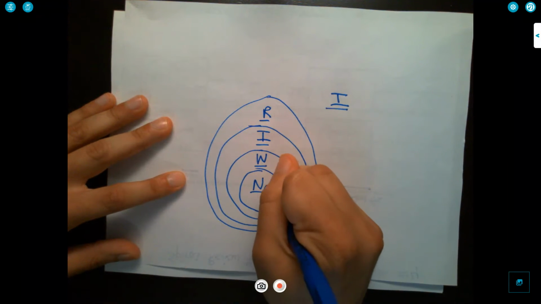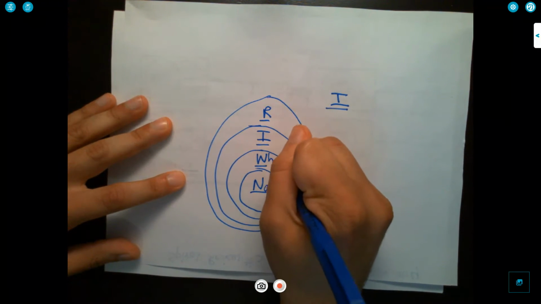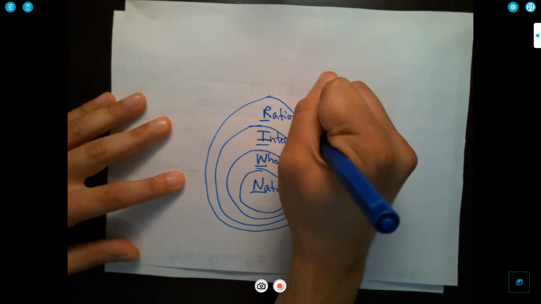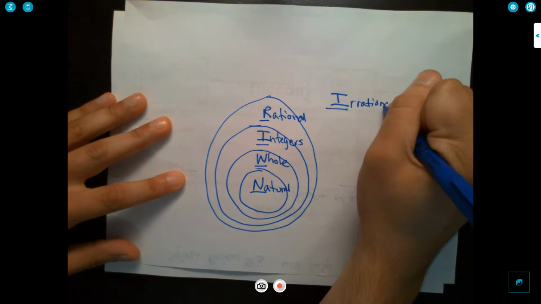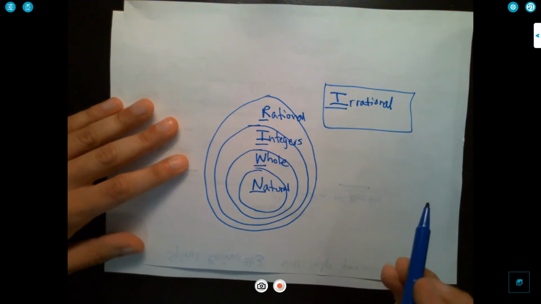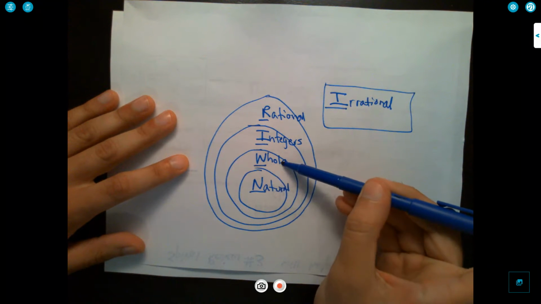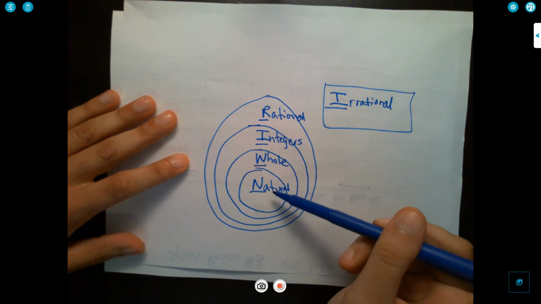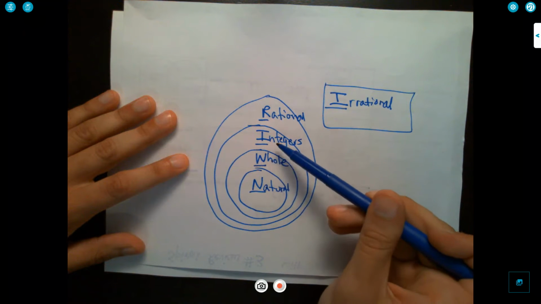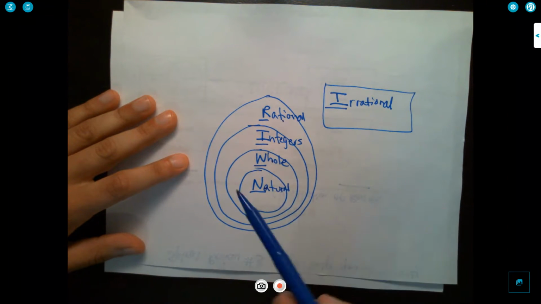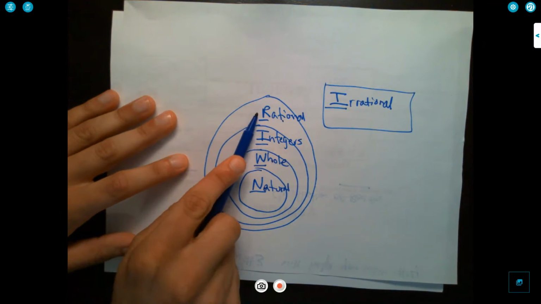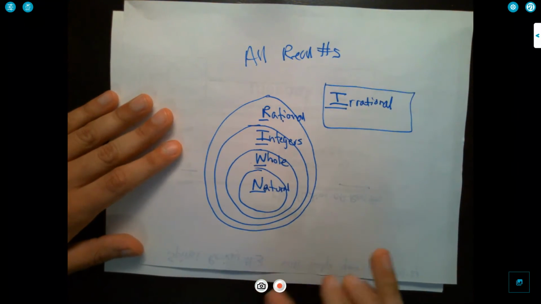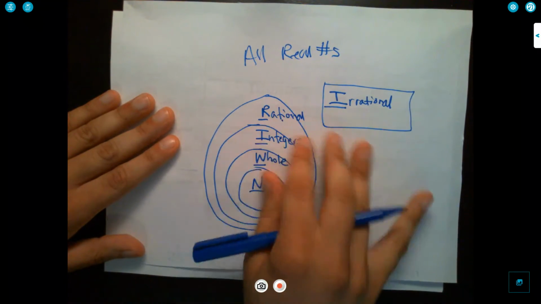So remember we have natural, whole numbers, integers, rational, and irrational. Irrational is on its own. So what that means is that all natural numbers are whole numbers, all whole numbers are integers, all integers are rational. So all natural numbers are also in this category, and this category, and they're all real numbers. So we need to find an answer choice that fits this narrative right here.